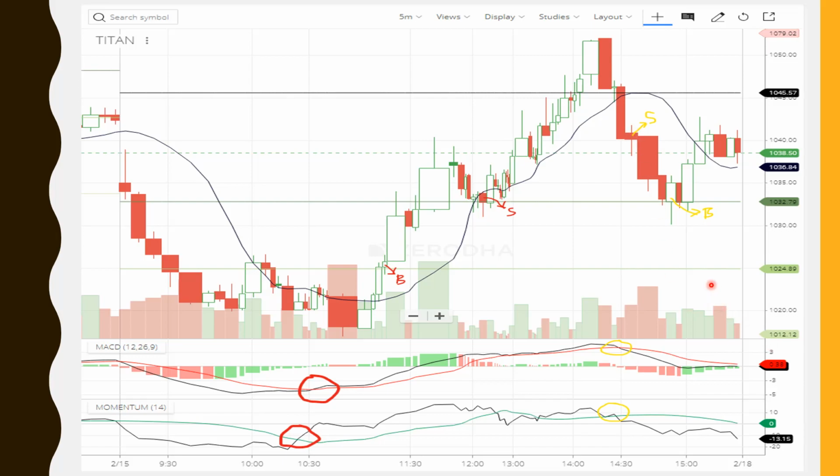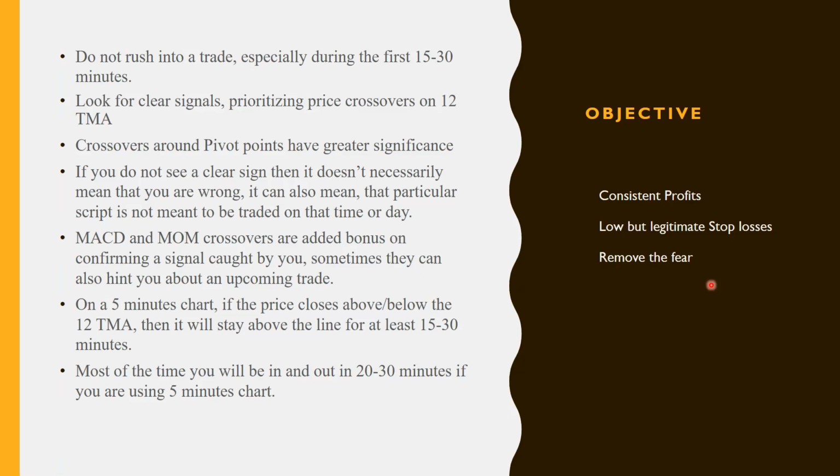Okay, now let's see the steps which you need to consider while applying this strategy. So what is the objective of applying this strategy? We are looking for consistent profit. One of the benefits of using this strategy is, as soon as the price crosses above or below the 12 period triangular moving average, it will stay there for at least 15 to 20 or 30 minutes, sometimes even more, before reversing back.